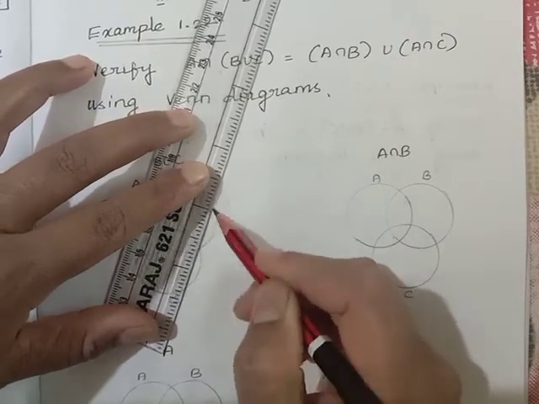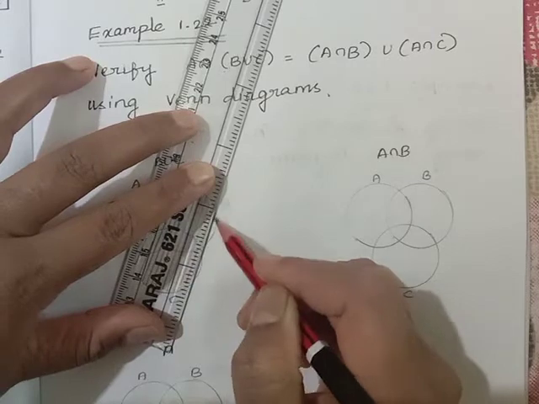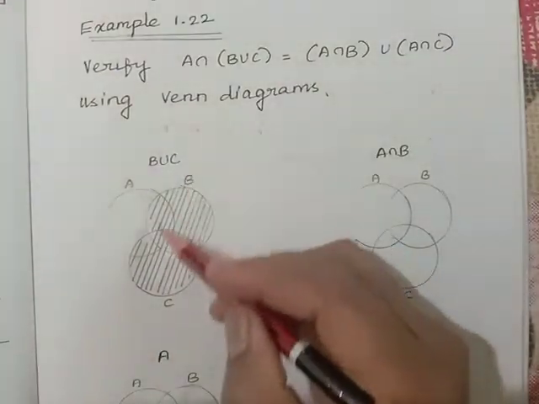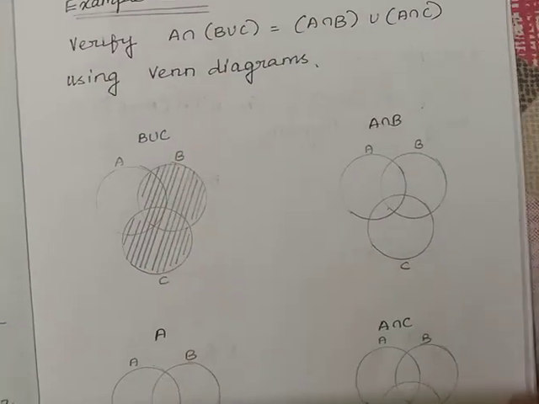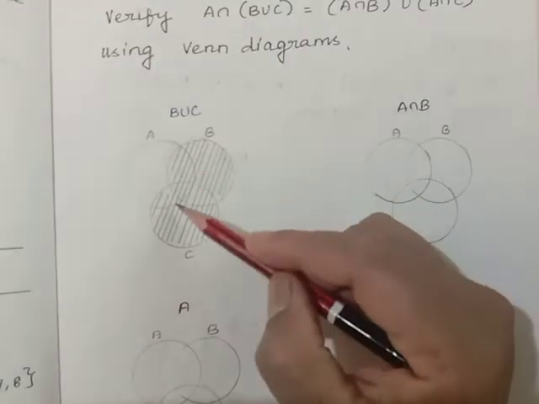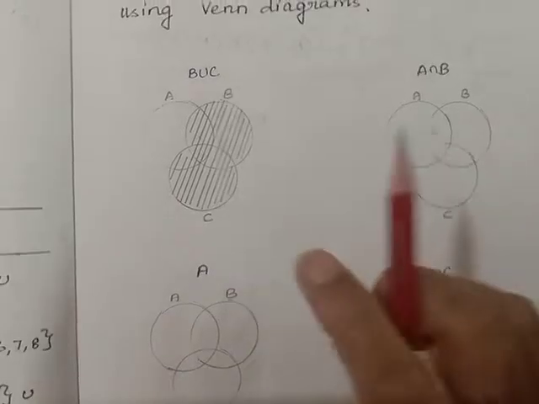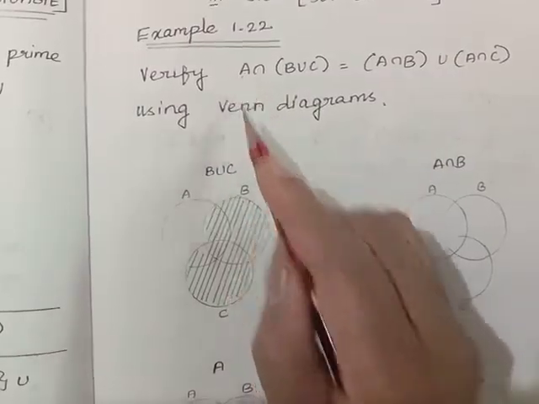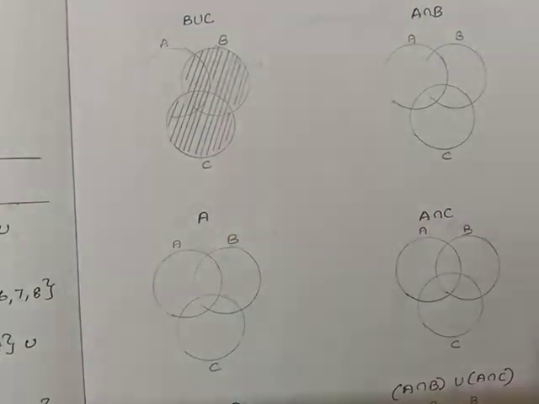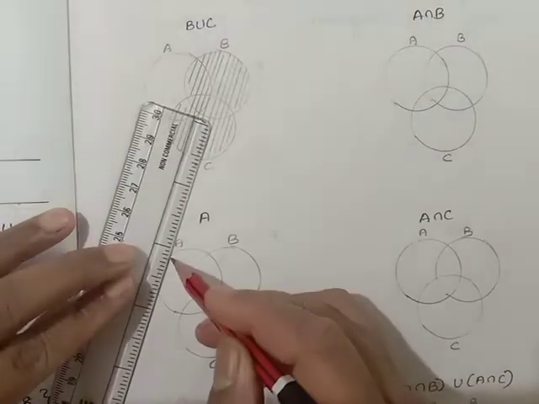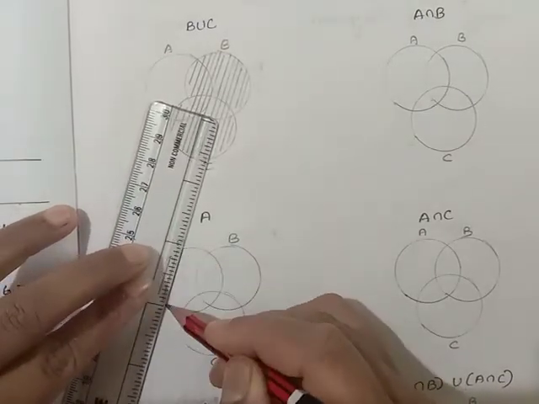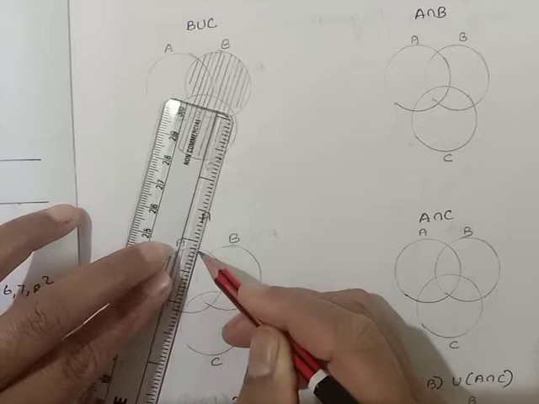So that will cover the portions of B and C. That gives you B union C. So once again, for B union C, we want both the circles of B and C. And next on the left side, the first portion is A. A means we need the circle of A. We are going to cover only A.